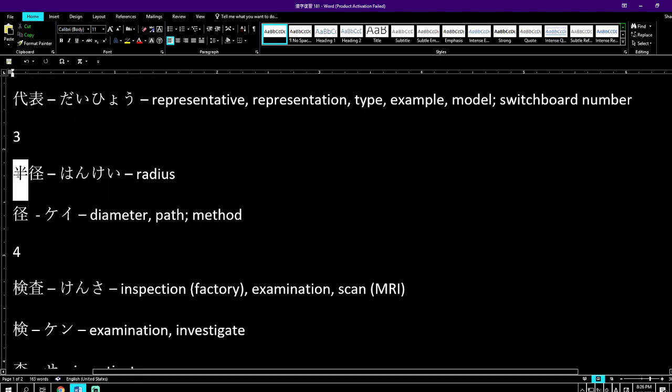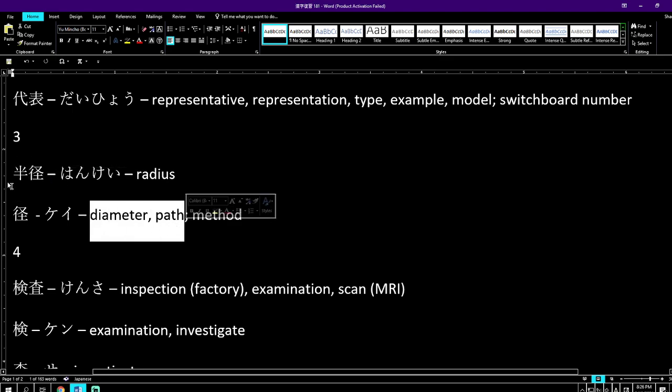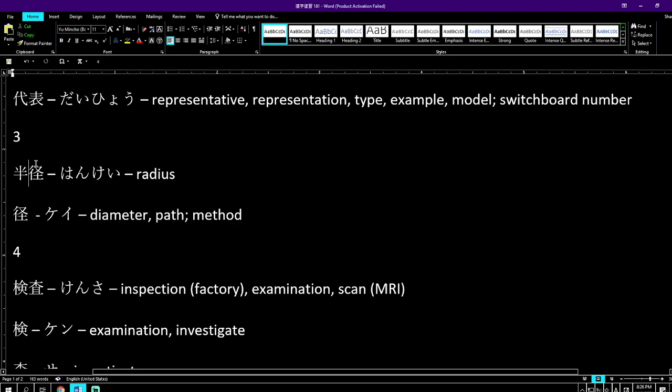Number 3 is hankei. Hankei is a radius. On the left side we have half. On the right side we have kei, diameter, path, or method. So a radius is literally a half diameter. The radicals in kei are lingering, again or furthermore, over the earth. Lingering over the earth is a diameter over a path. I guess a path lingers furthermore on the earth. So kei is diameter, path, or method.